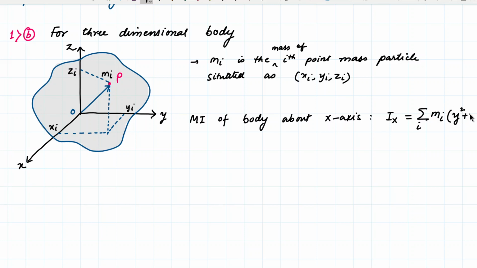So y square plus z square. Everybody agrees that this is the term when x is equal to 0. It is the distance, so this is the distance of mi, the perpendicular distance of mi from the x axis.